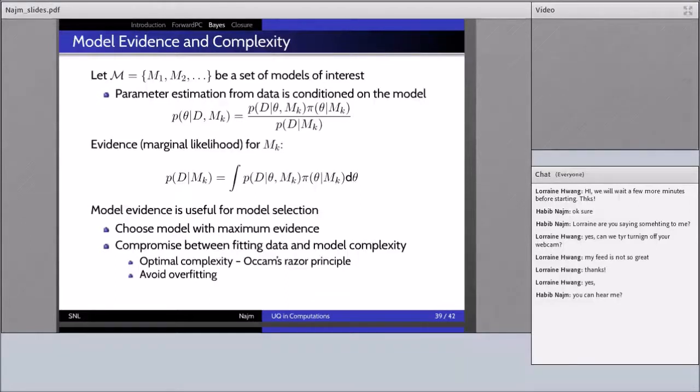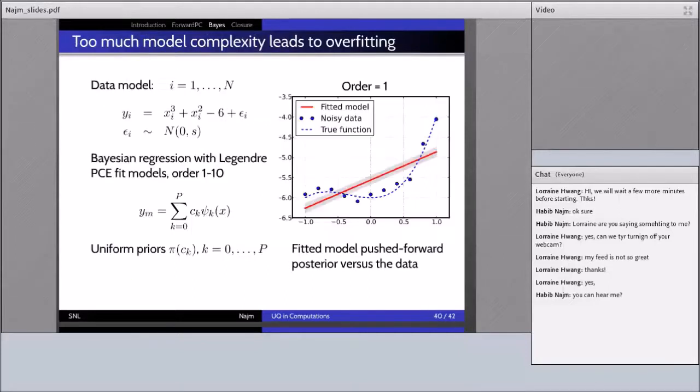This evidence is useful for making choices among models. This is a very important point. It's useful for finding the model that's most consistent with the data, and also for choosing a model that's robust, that doesn't have too much complexity that's not justified by the amount of information in the data. There's a quick illustration of that here.